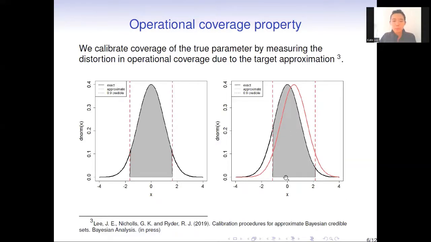So if operational coverage is close to the nominal value, that indicates the approximate posterior is very close to the exact posterior. If the approximate posterior is very different from the exact posterior, the operational coverage will be very different from the nominal value.